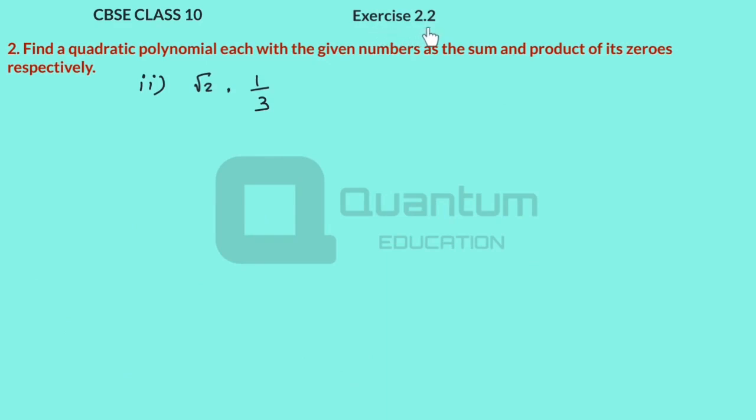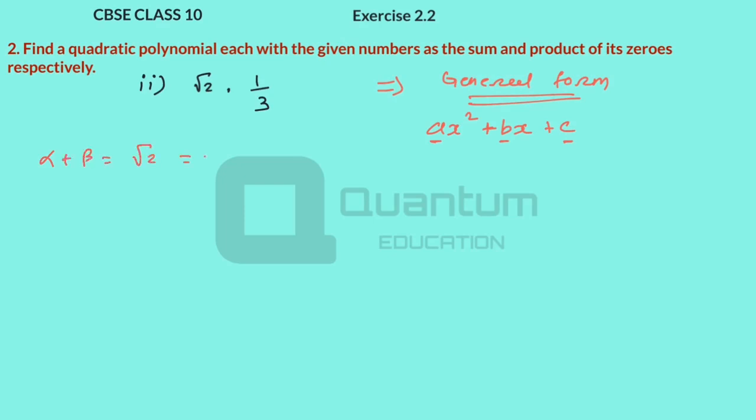Exercise 2.2, second question: find a quadratic polynomial each with the given numbers as the sum and product of its zeros respectively. We want to form a quadratic polynomial, and we have the sum and product of its zeros, root 2 and 1 upon 3. So let's start. As we know, the general form of a quadratic polynomial is ax square plus bx plus c. So we have to find the value of a, b and c.